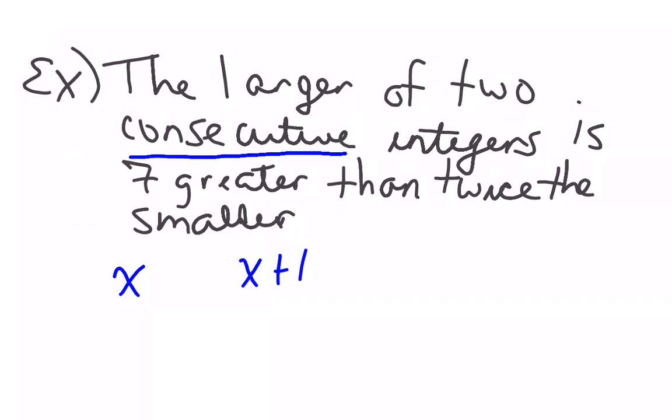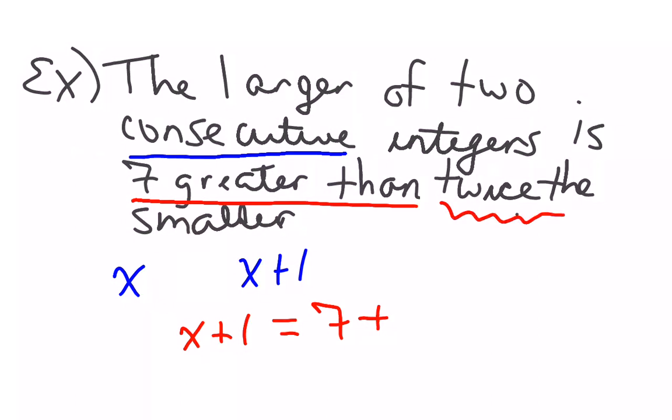But now we have to figure out the relationship between the two. So it says the larger of the two, so x plus 1 is bigger than x. It says is 7 greater than, so x plus 1 is 7 greater than, so 7 plus, and then twice the smaller, so 2 times x. Now it's just an equation that we want to solve. No big deal here. Let's go ahead and solve it.